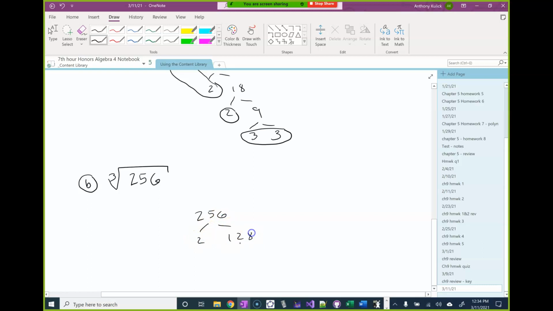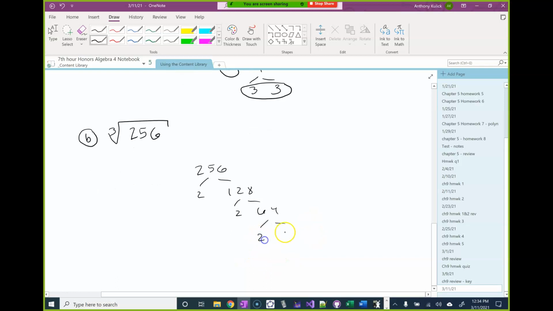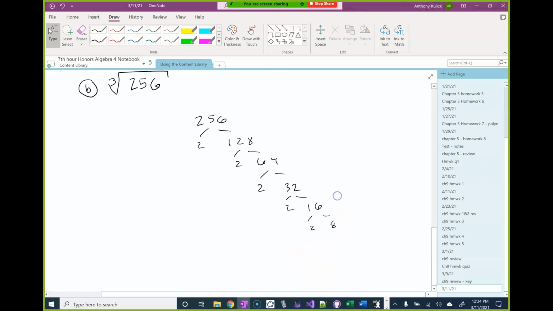So 2 times 128, 2 times 64, 64 times 32, 32 times 16, 16 times, or 2 times 16 is 8. I meant 2 times 8 is 16. 8 is 2 times 4, and 4 is 2 times 2. And so now I'm trying to package these into triplets because we have a cubed root. And then we have a pair that we just can't do anything with. Okay with that?